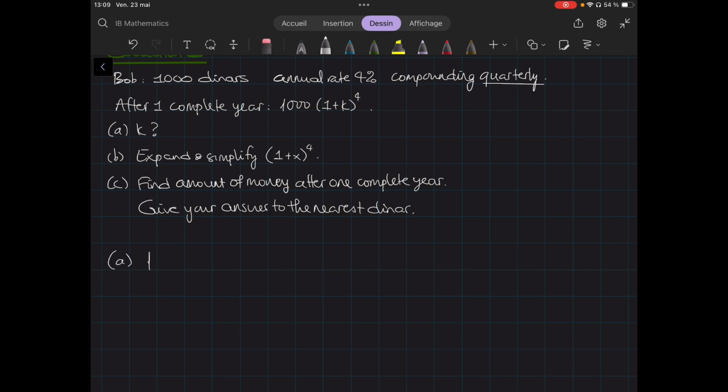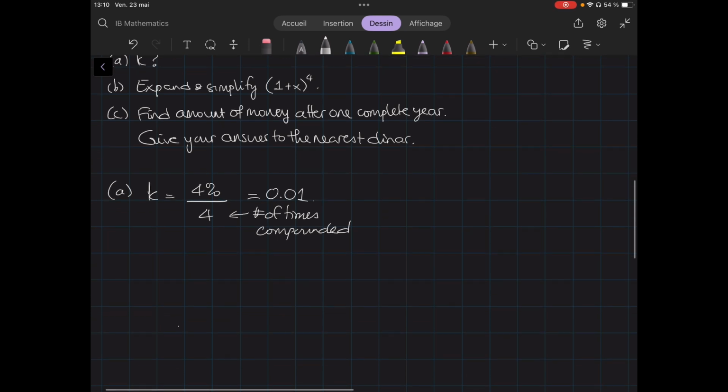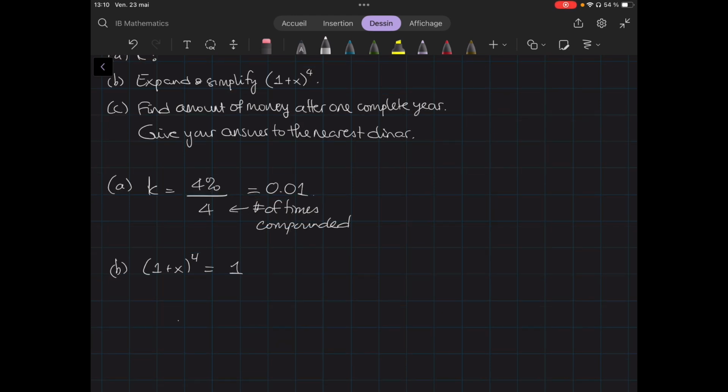So we know that k is equal to 4% divided by 4. 4 is the number of times the money is compounded in a year. And that should give you 0.01. Part B is a simple application of the binomial theorem. So in this case, it's going to be 1, 4, 6, 4, and 1. Now we're going to fill in the powers.